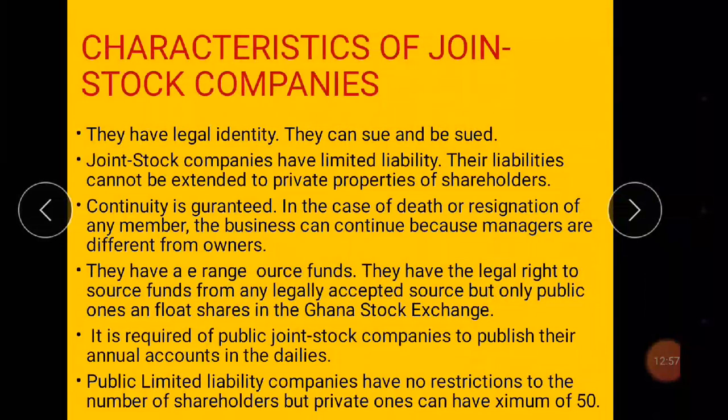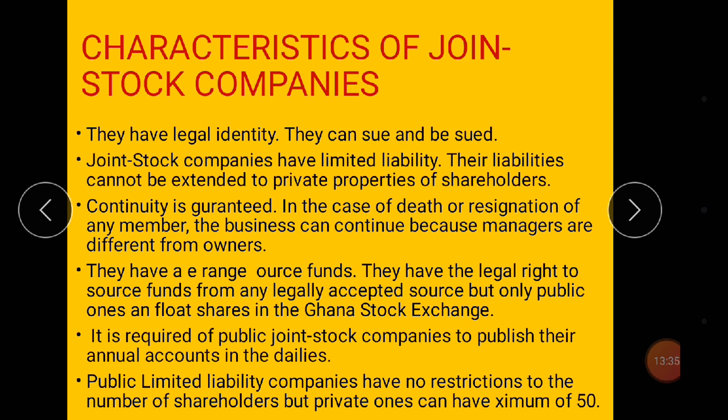Joint stock companies have legal identity. When we say they have legal identity, it means that the company is a separate entity from the owners. And so the company can sue and be sued. So if you take a joint stock company to court for any reason, you are not taking the owners to court, but it is the business that you are taking to court. And in the same way, the business can also sue. It means that the business is given a persona, a personality, so that it is treated as a person.